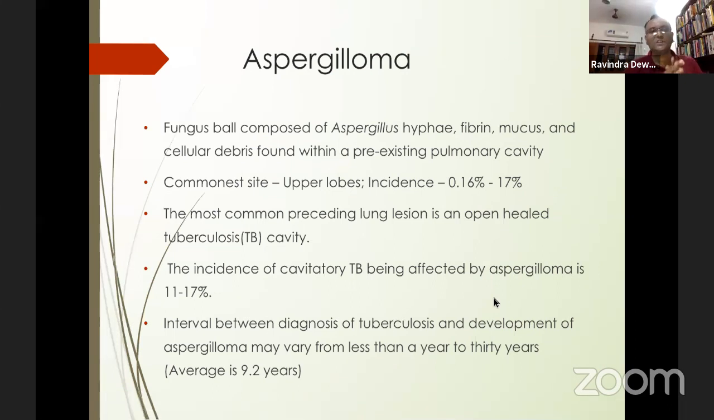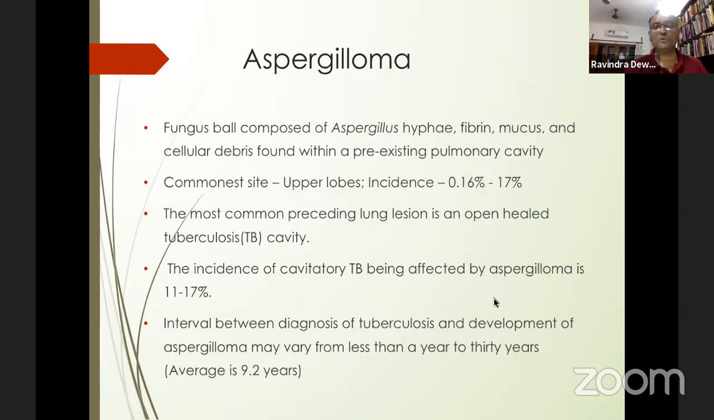Aspergilloma is another major area, which is a fungus ball composed of aspergillus hyphae, fibrin, mucus, and cellular debris, which is found within a pre-existing pulmonary cavity. Its commonest site is the upper lobes. Incidence is 0.1 to 17%.